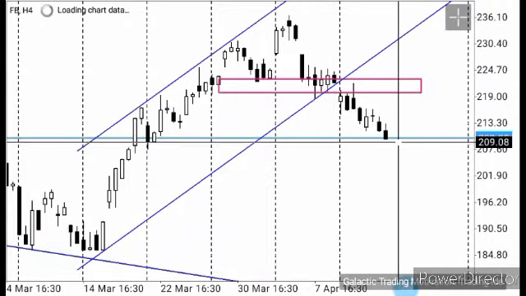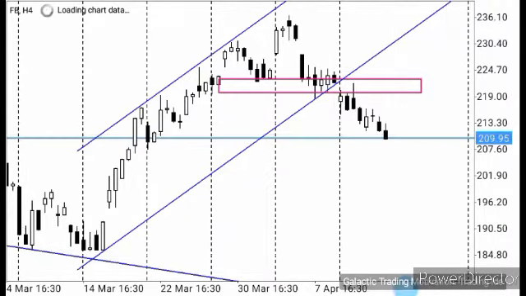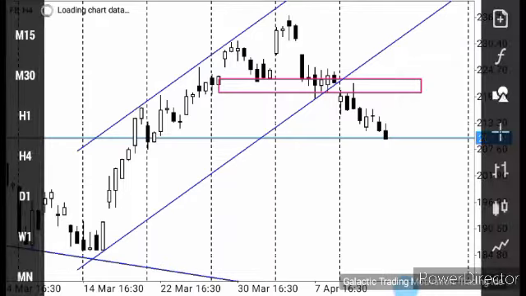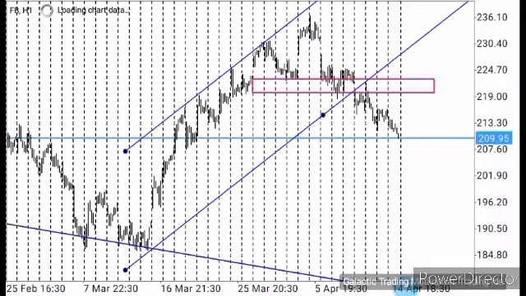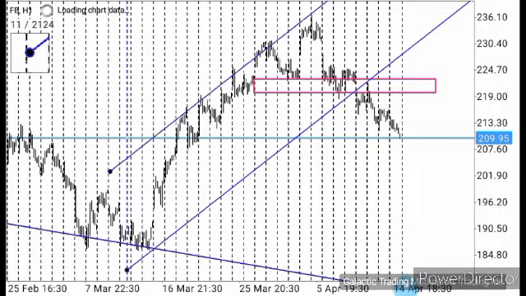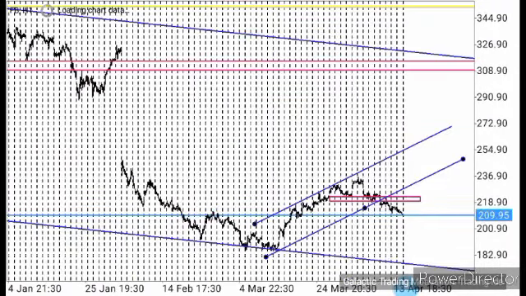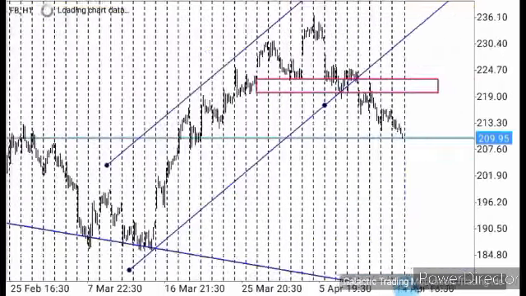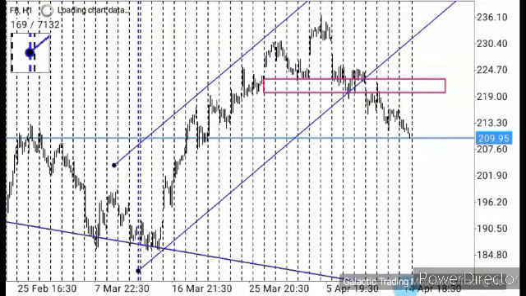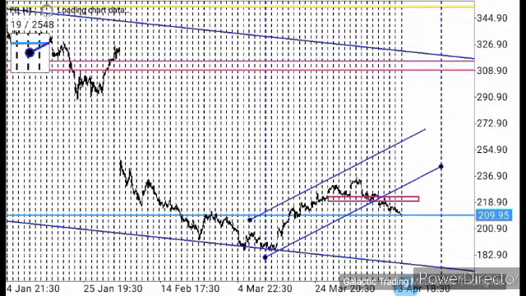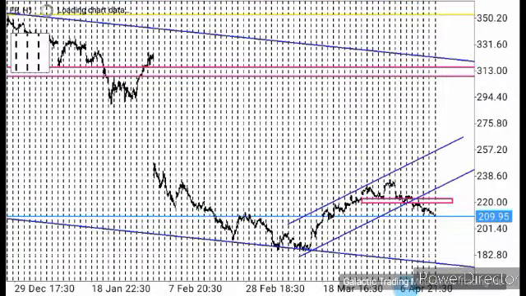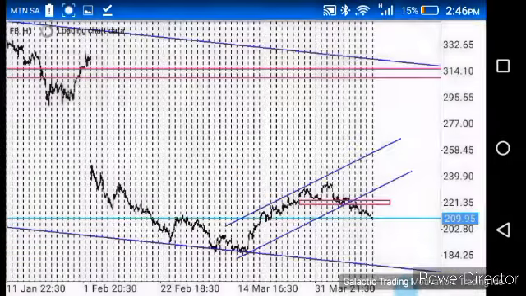Let me just go to the H1 chart and see if there's anything of value or that is significant that we need to look at. Okay, I'm just fixing my lines. As I said, guys, we need to make sure that our analysis is as accurate as can be to ensure that at the end of the day our entries are also accurate. There we go. Okay.